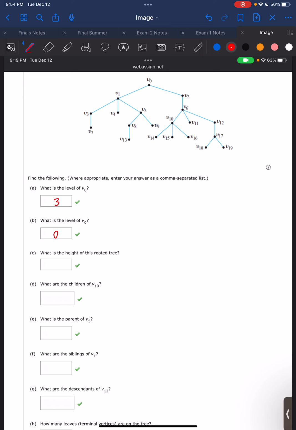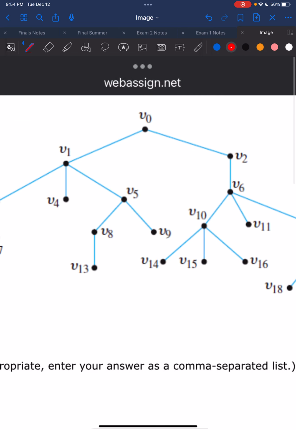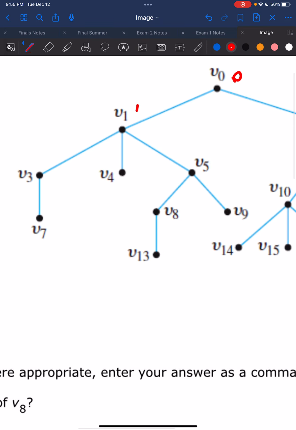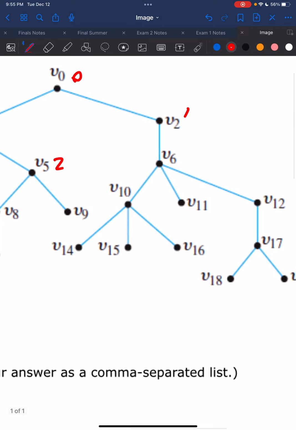So we start off at the root, and the root starts at level 0. Now, anything that is a child of the root would be level 1. So V1 and V2 are children of V0, so they would be at level 1. Now, the children of V1 and V2 would be the nodes that are at level 2. So let's look at the children of V1 first. The children of V1 are V3, V4, and V5, so those would be at level 2. And then the child of V2 is just V6, so that would be at level 2.